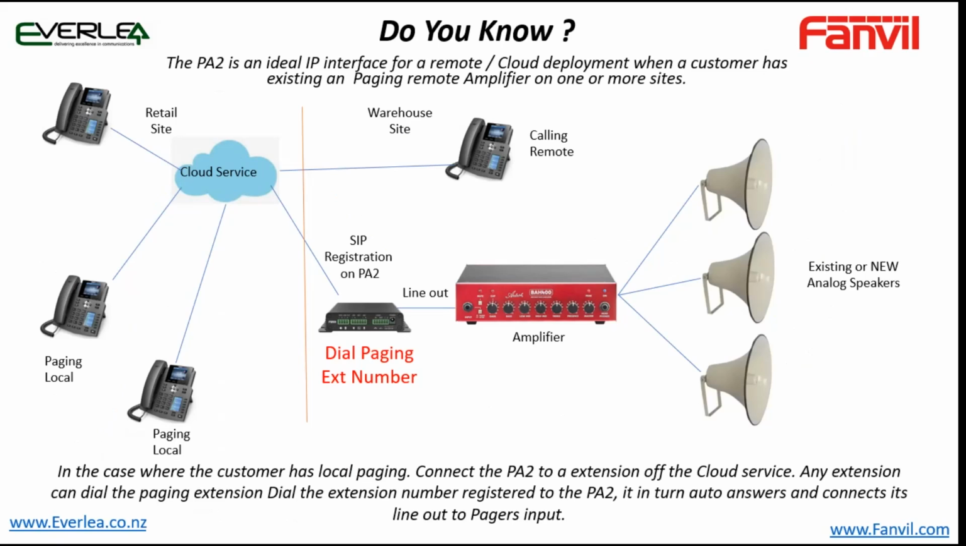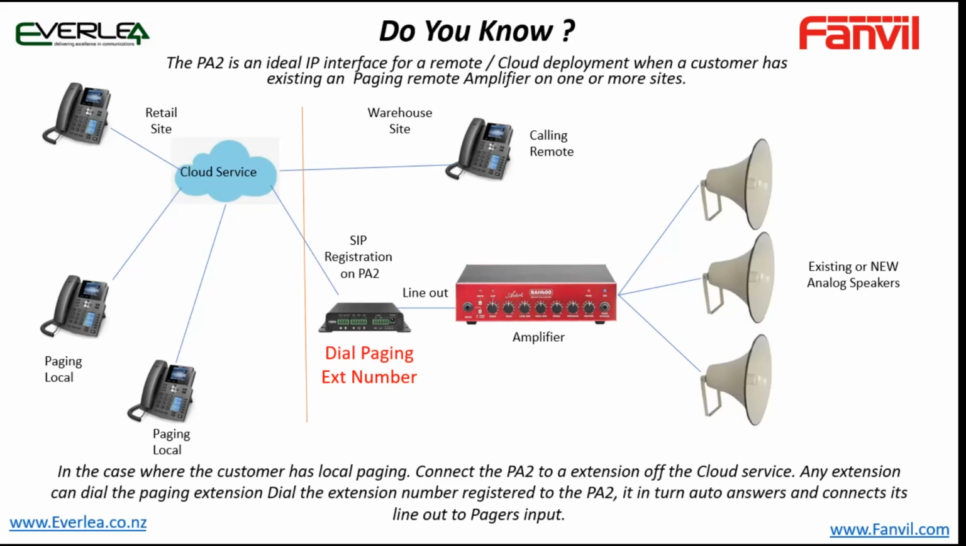So let's look at option 2 for the cloud service. Just to confirm, we have a cloud phone system that our customer is using. In this example, our customer has a retail and sales site that they have open to the public. They also have a second location running the warehouse dispatch and pickup operation. The existing paging system has an analog amplifier and existing analog speakers. It is in the warehouse location.